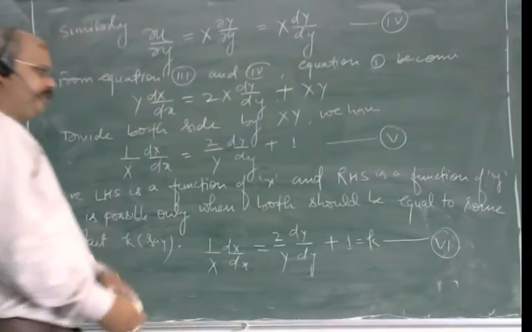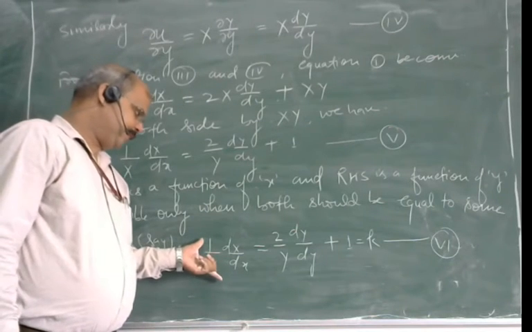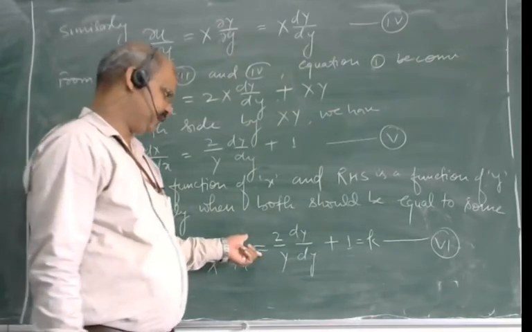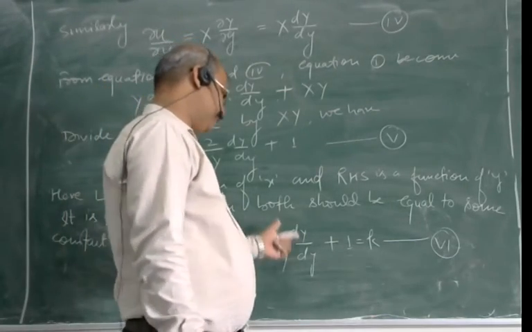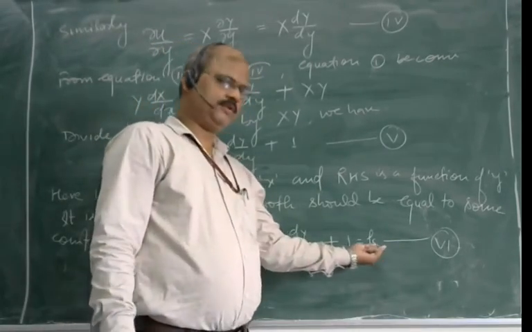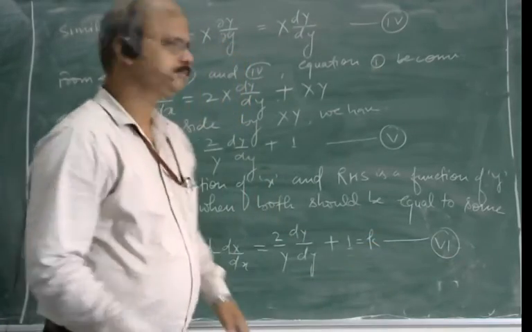Is equal to k. This is sixth equation. So now here, the left-hand side (1/X)(dX/dx) is equal to the right-hand side, (2/Y)(dY/dy) plus 1, is equal to k. So now this can be written as equal to this, and this can also be equal to this.